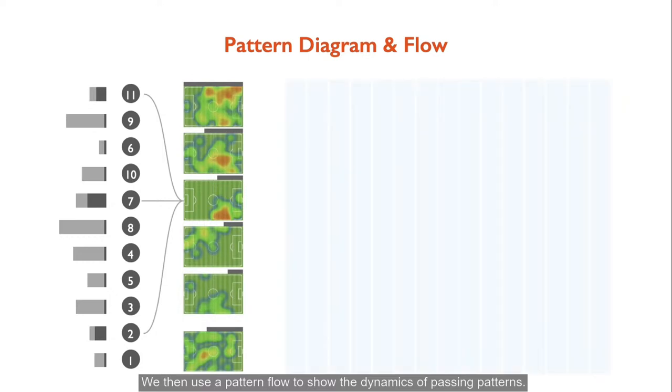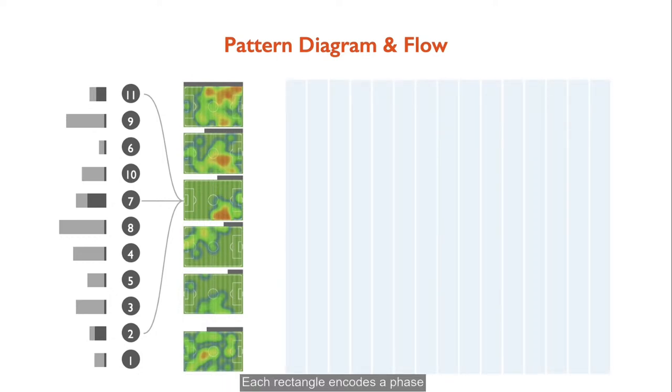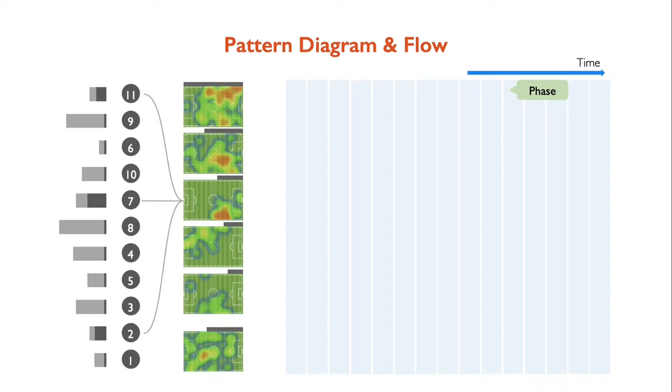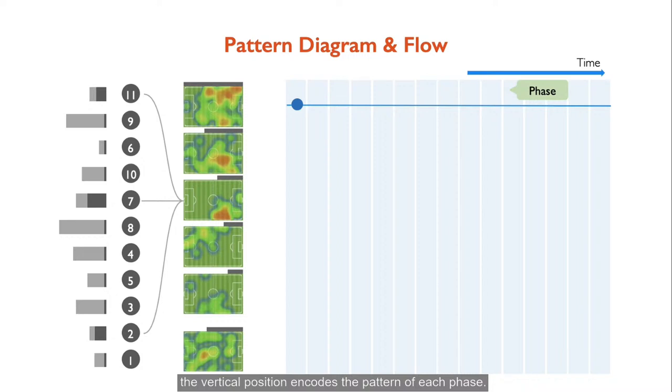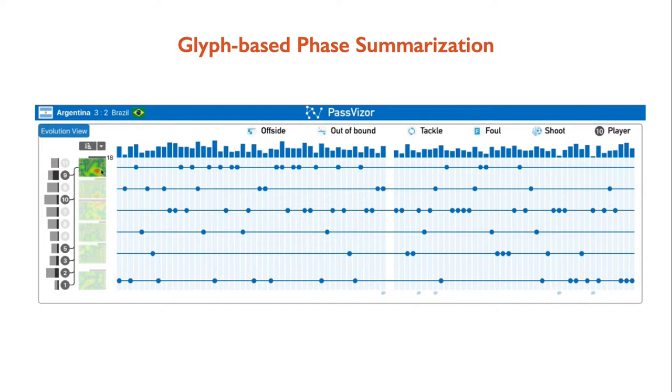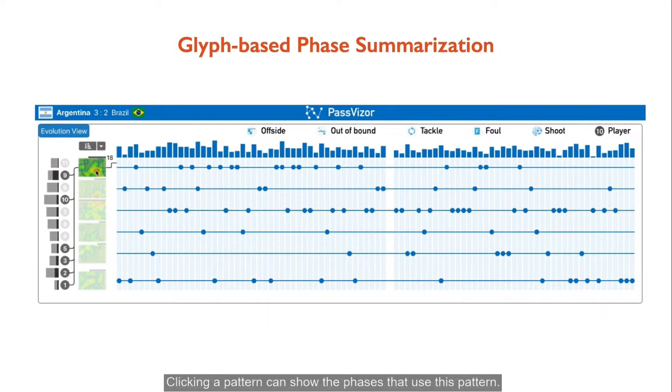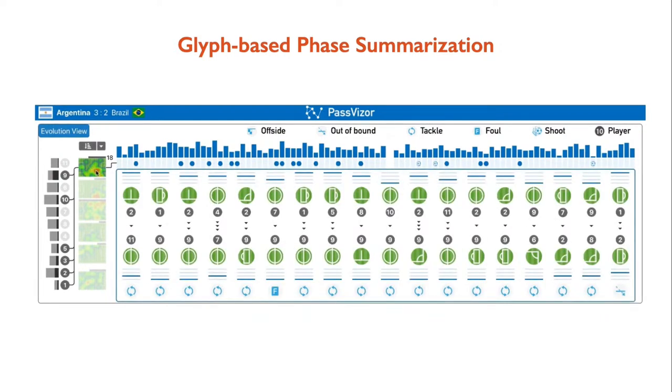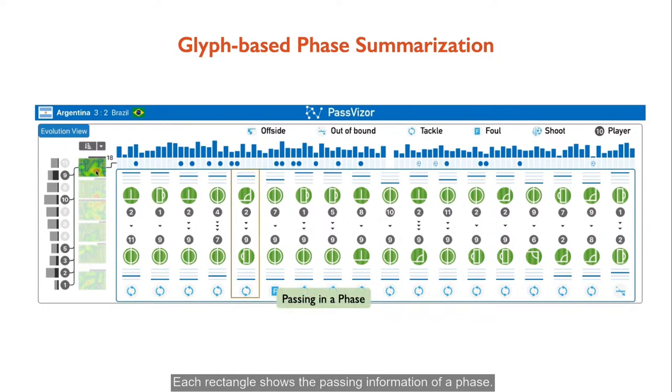We then use a pattern flow to show the dynamics of passing patterns. Each rectangle encodes a phase, and the time is from left to right. We place a node in each rectangle, and the vertical position encodes the pattern of each phase. Clicking a pattern can show the phases that use this pattern. Each rectangle shows the passing information of a phase, and we use a set of glyphs to summarize a phase.